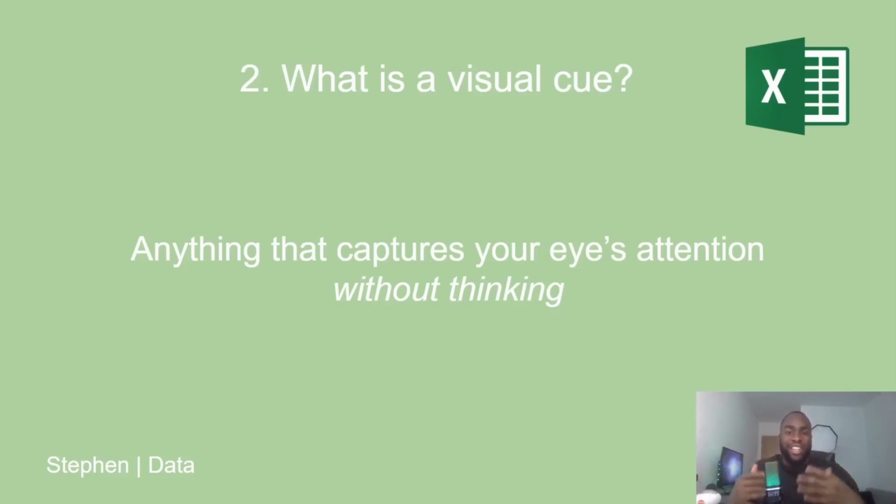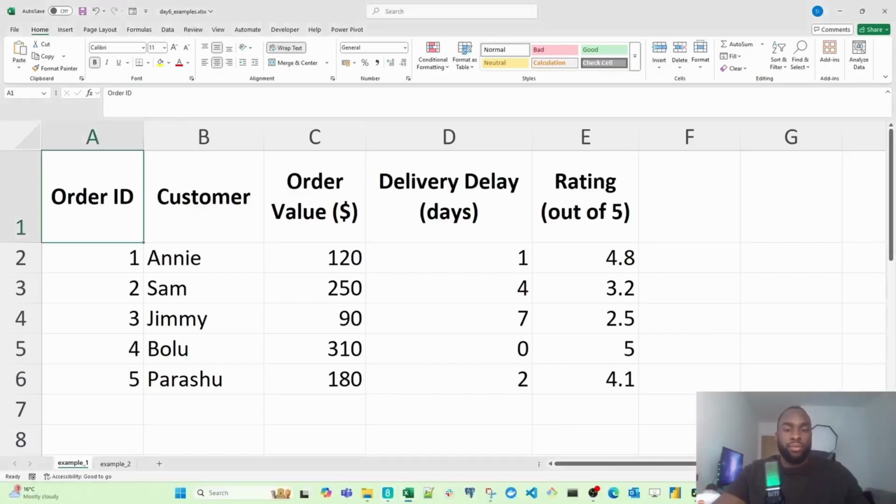So visual cues can actually help your audience notice patterns and outliers in your data set quickly. You can create visual cues using color fills or color scales, heat maps, icons like arrows, data bars, things along those lines. But let's actually explore an example.